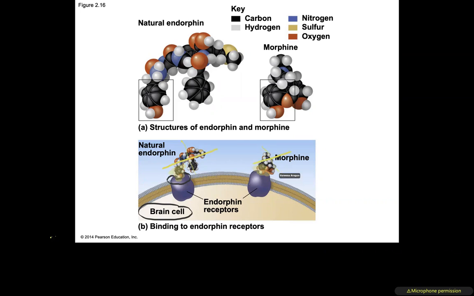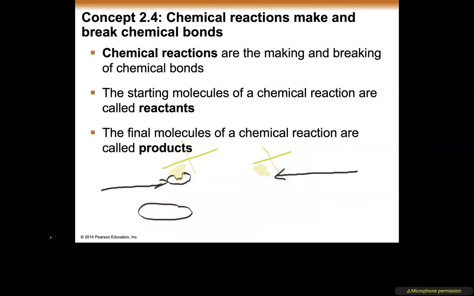What matters truly is that the active site of the endorphin receptors in the brain are going to have the shape to receive those molecules of endorphins. So essentially, morphine can take the place of endorphins in order to turn off pain in the brain. It's all about structure and function.